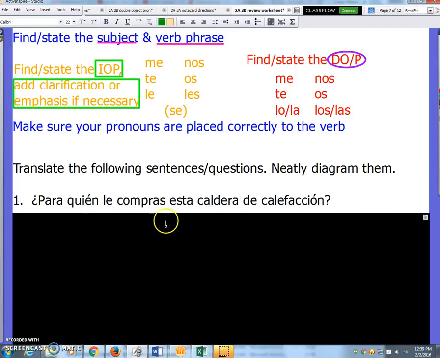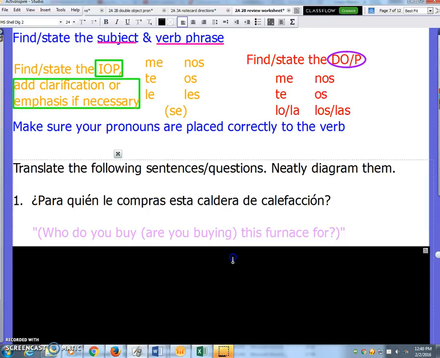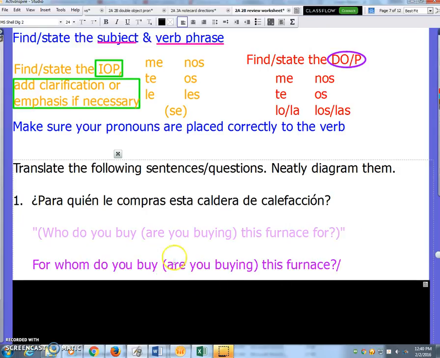The first thing you always want to do is find your subject. Well, my verb tells me who the subject is. Since it's compras, the subject is you, and I want to know for whom do you buy, or are you buying? The present tense can also be used to say what someone is doing. This, and this is vocab, furnace. We might say in English, who do you buy or are you buying this furnace for? But grammatically speaking, you shouldn't end anything with a preposition like for, so the better answer is for whom do you buy or are you buying this furnace?